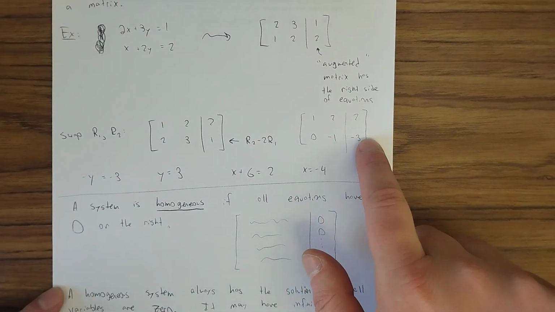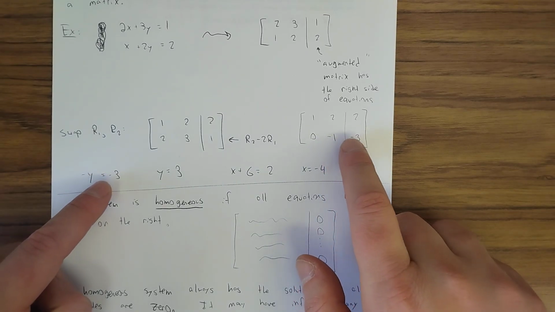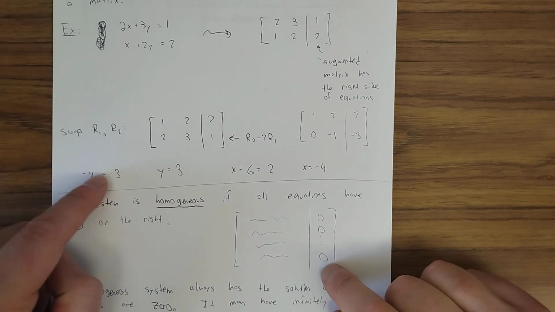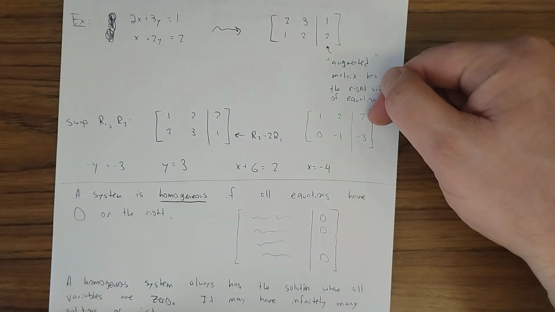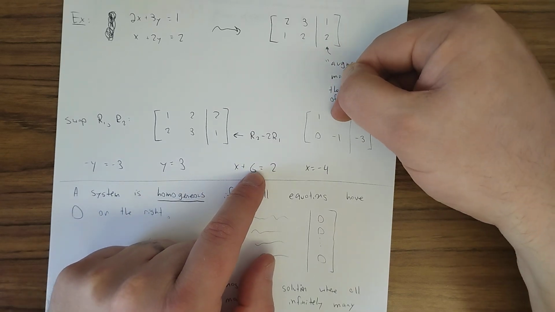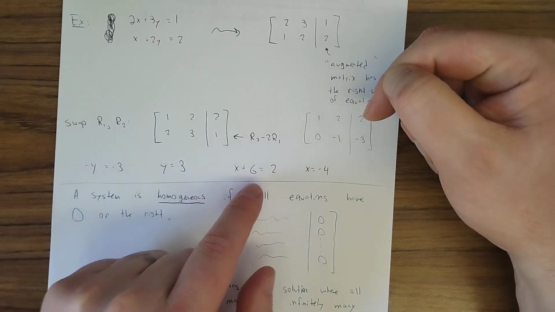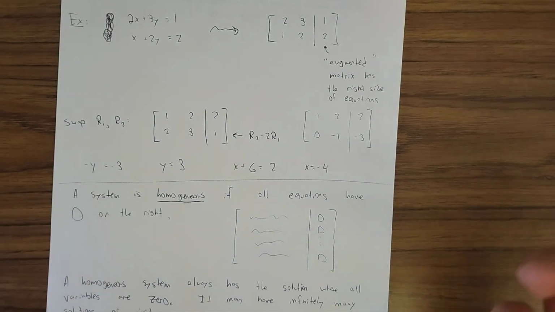This row is telling me the equation 0x minus 1y equals negative 3. So I can write that down, solve it for y. This row is telling me 1x plus 2y, and at this point I know that y is 3, so I'll just write 6, equals 2. And so I solve for x. Okay, so it really just accomplishes the same thing with a bit less writing.